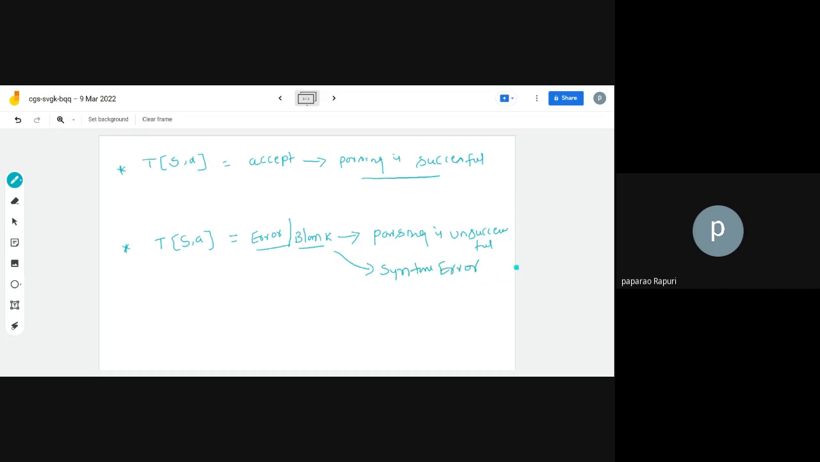Parsing being unsuccessful simply means a syntax error. Suppose we get T of S comma A, meaning the table cell at row S and column A. If the action stored there is accept, we can say that the parsing is successful. In another case, suppose the cell is equal to error or blank. In that case, that is a syntax error. These are the cases we see most often, sir.